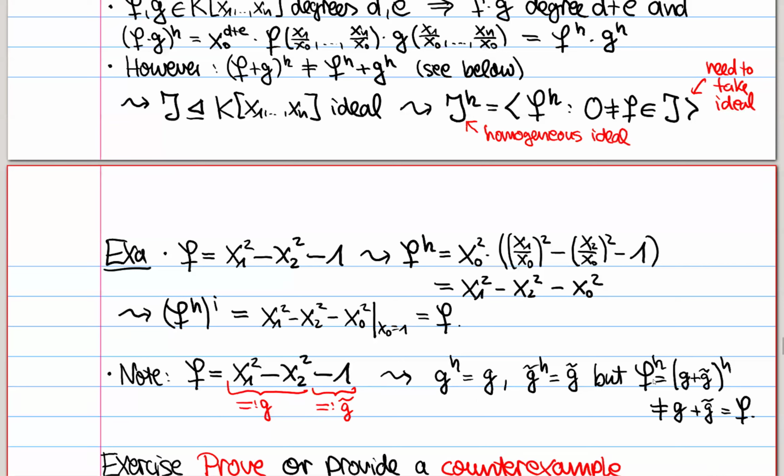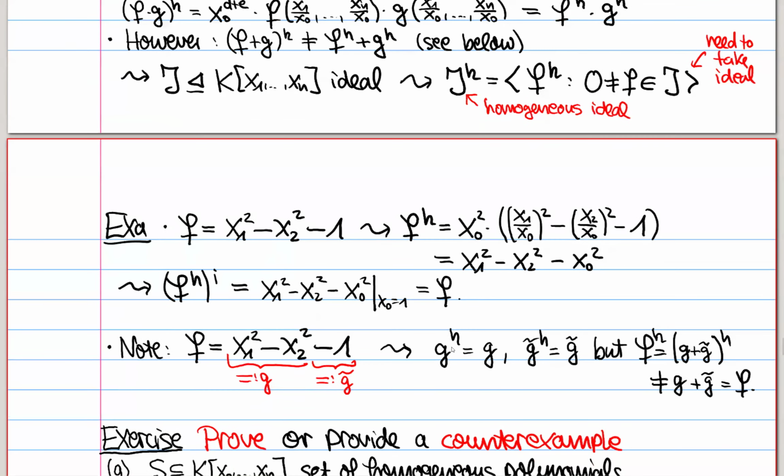But then the homogenization of the sum is not equal to just the sum of the two parts, which would give f, because f really changed. And so we see that this nice property doesn't actually hold.